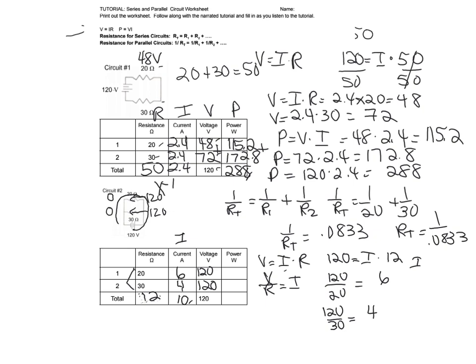You will notice that these add up to 10, so you can check to see that you've done it correctly. Power is going to be calculated by the equation V times I equal P. So 120 times 6 is going to be 720. 120 times 4 is going to be 480. 120 times 10 is going to be 1200. These add up to give you the 1200 as a check that you've done it correctly.